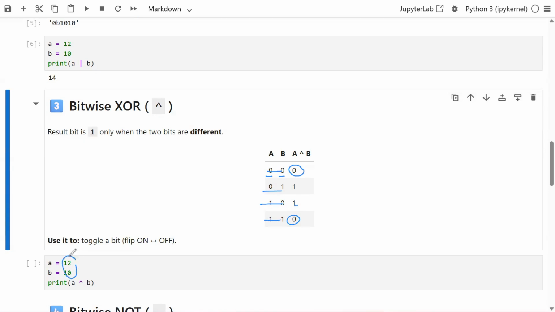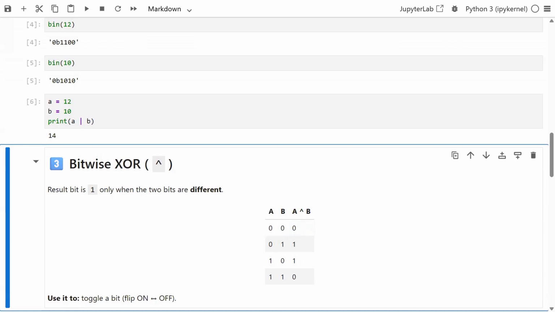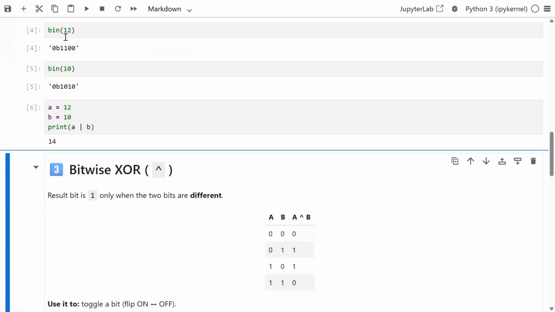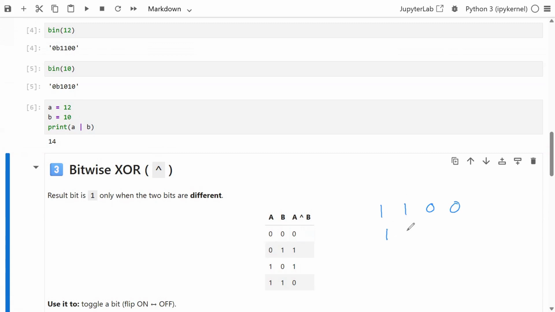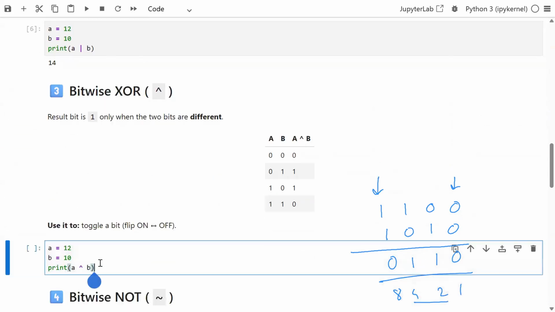We'll see 12 and 10. The binary value of 12 is 1100. Binary value of 10 is 1010. If both are same, then 0. Both are same, 0. Both are not same, 1. Both are not same, 1. Both are same, 0. Means you are getting how much? 6, 4 plus 2, 6. Here I will run, I will get 6.